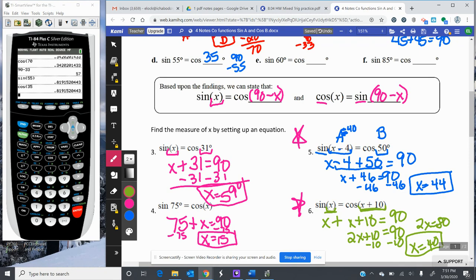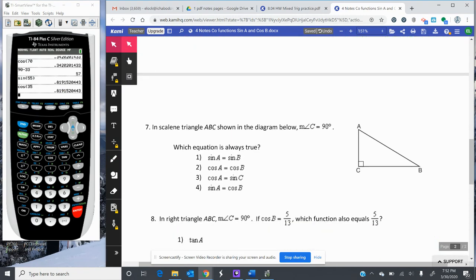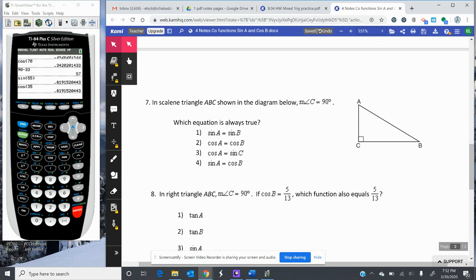Looking to the back, there are some examples that try to confuse you as I ask these questions on the state exam. So in scalene triangle ABC, shown in the diagram below, angle C is the 90-degree angle. Which equation is always true? So this is a rule that if you kind of memorize it, you're golden every time. But sine from A can't equal sine from B unless it was an isosceles triangle for some reason.